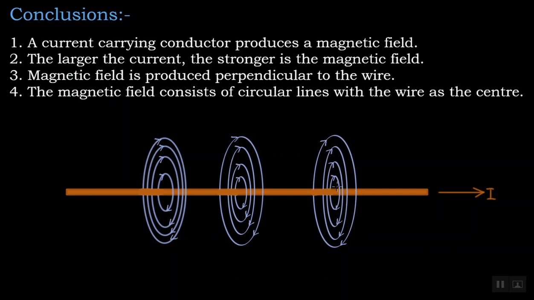Now, since the magnetic field is a vector quantity, what will be the direction of the magnetic field? The direction of these magnetic field lines is given by the right-hand thumb rule. Imagine you hold this wire with your right hand and direct the thumb towards the right side, in the direction of the current. Then the four fingers wrapping around the wire will give the direction of the magnetic field. So this is Oersted's experiment, which is a very important experiment, a breakthrough in science.